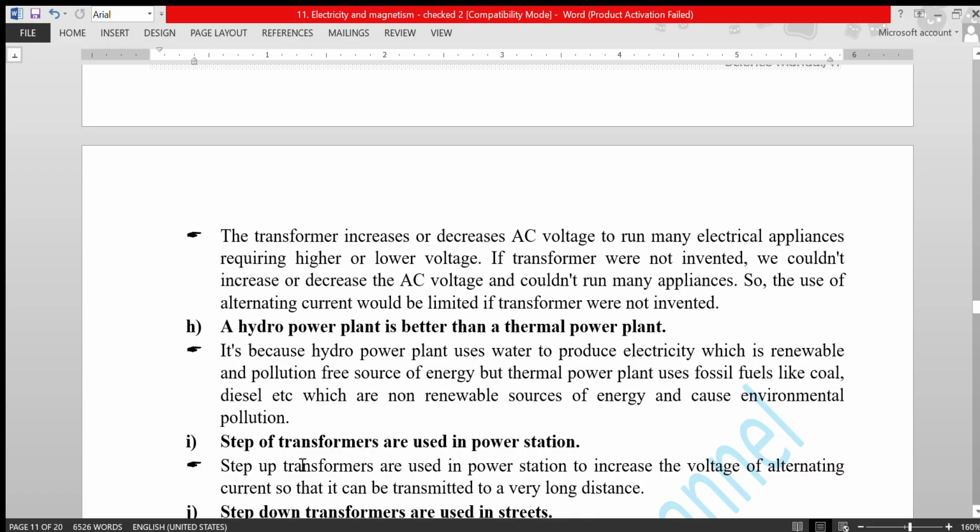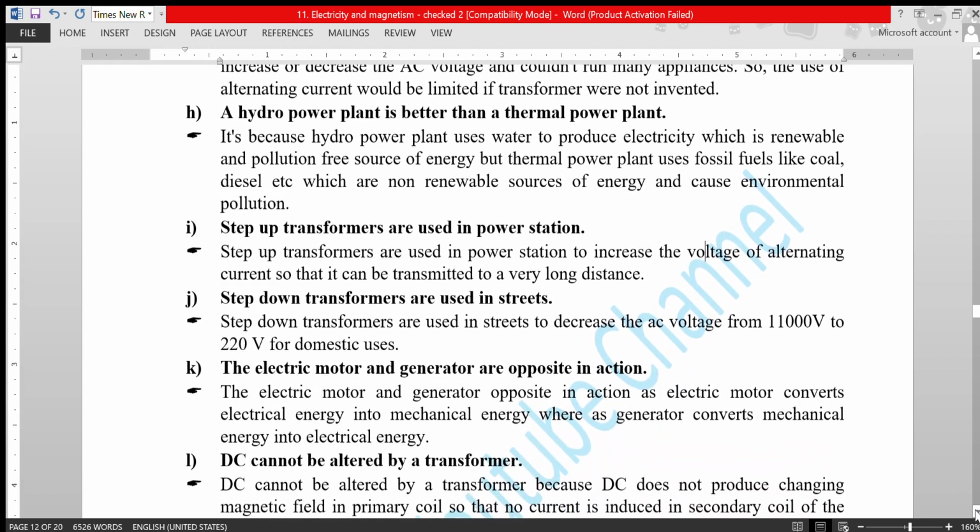Step up transformers are used in a power station. A step up transformer is used in a power station to increase the voltage of alternating current so that it can be transmitted to a longer distance.